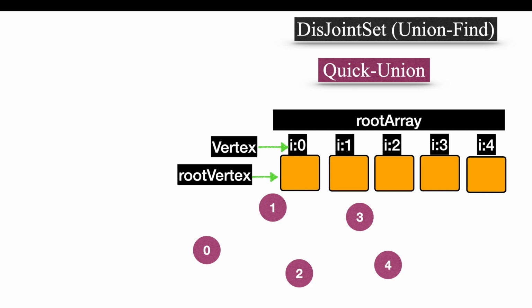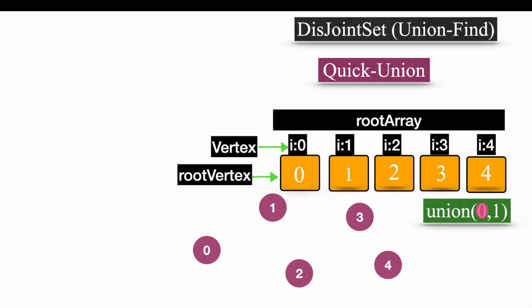So index 0, or vertex 0, has value 0. Index 1, or vertex 1, has value 1. Similarly for 2, 3, 4. Let's make a connection between vertices 0 and 1. So we call it union of 0, 1. Now we consider the first vertex as the root vertex. Here vertex 0 is going to be the root. Vertex 0 is represented by index 0. Index 0 has value 0.